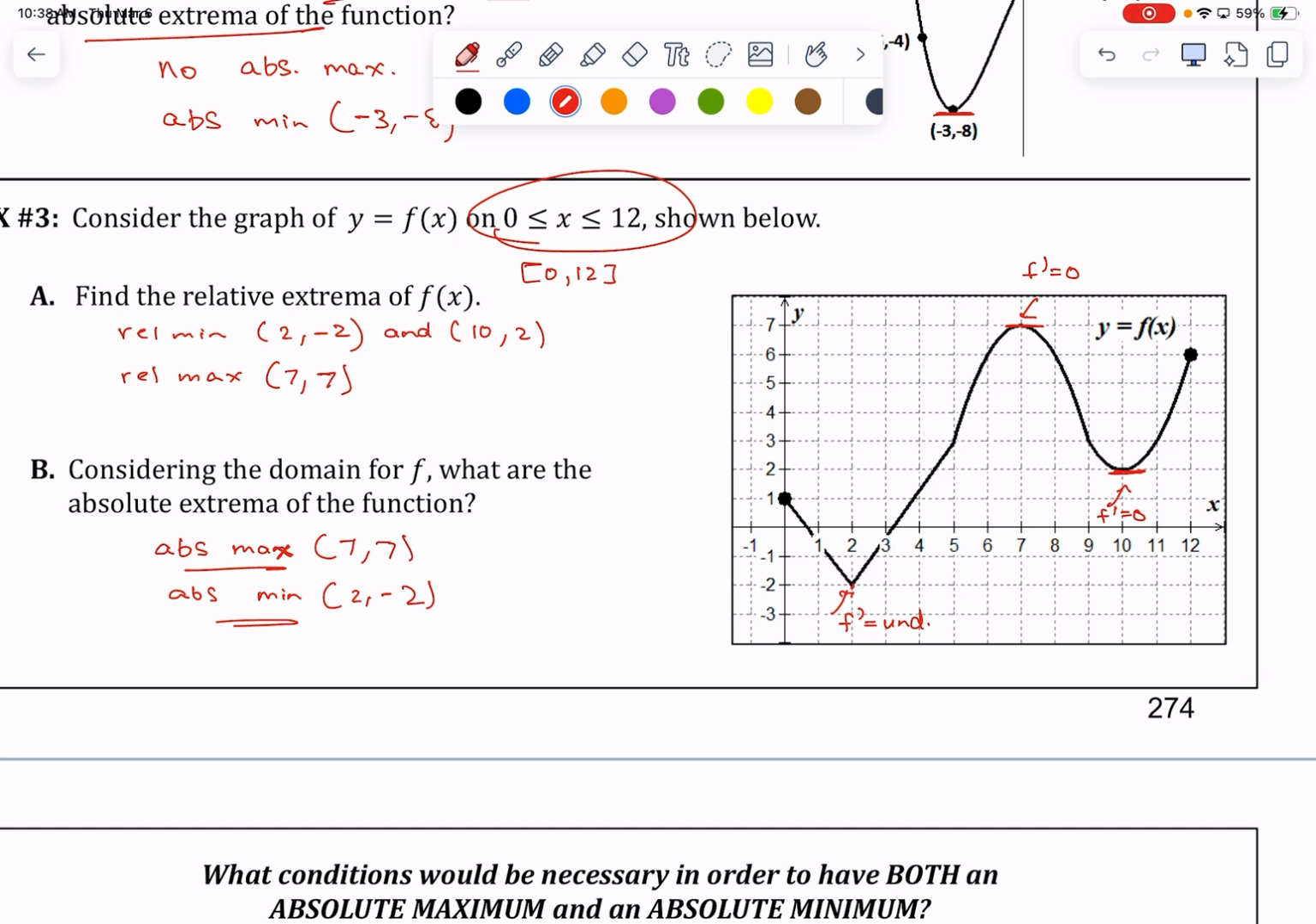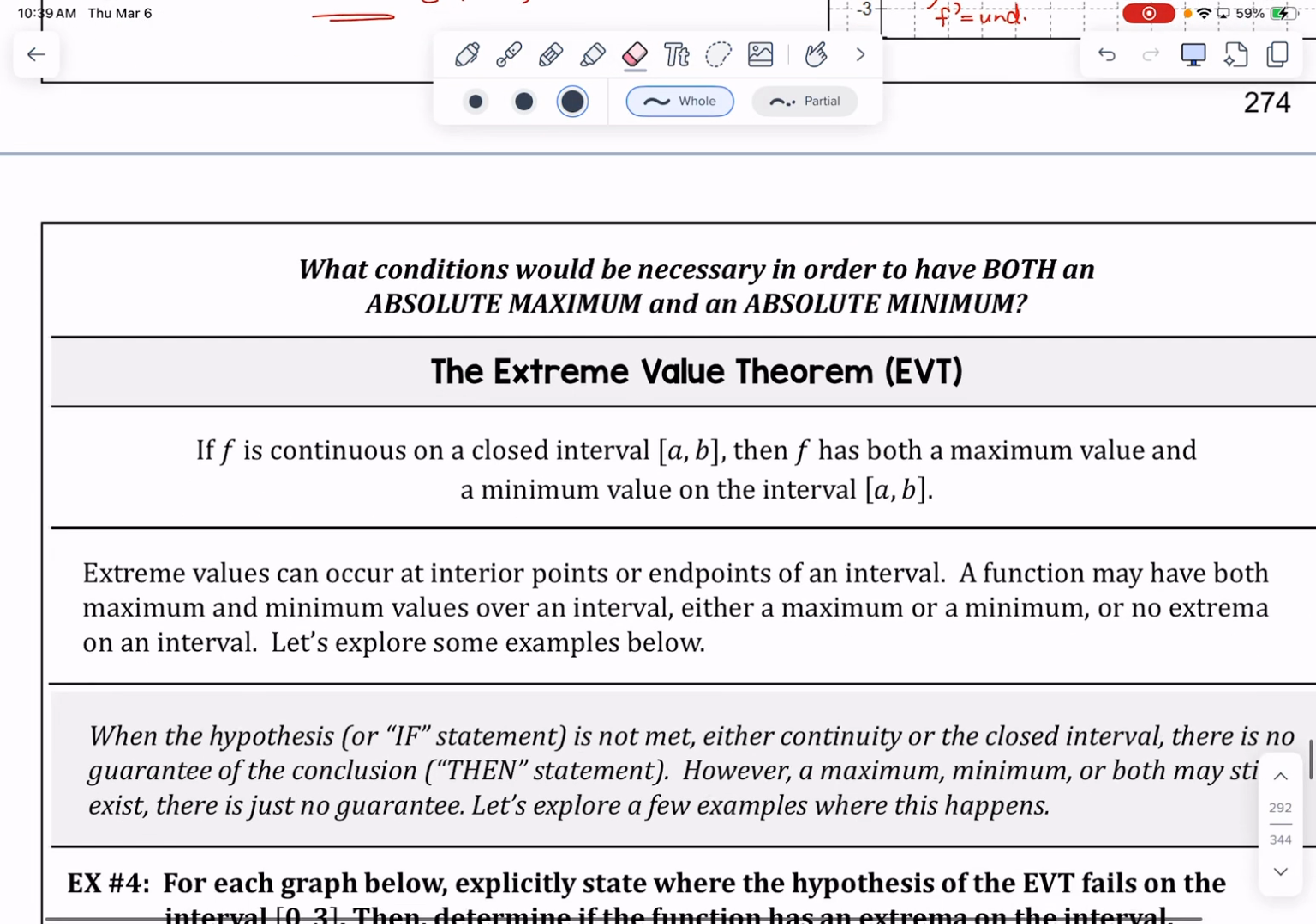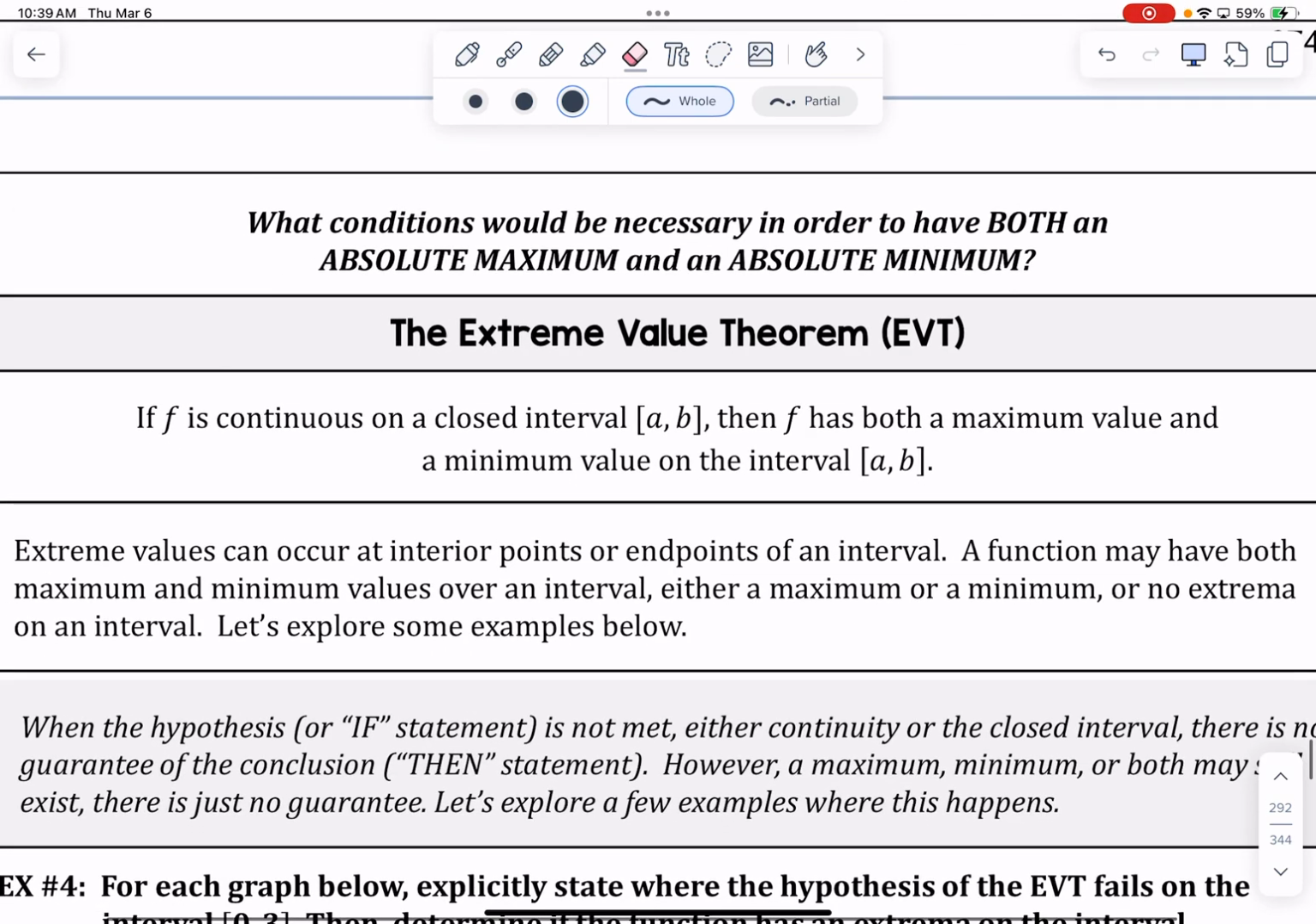Relative is defined as on an interval. You can't get an interval at an endpoint because you can't get a neighborhood around it, because you don't have a left side to it. Okay? Good question, though. All right, now, what conditions would absolutely be necessary in order for them both to have an absolute max and an absolute min?